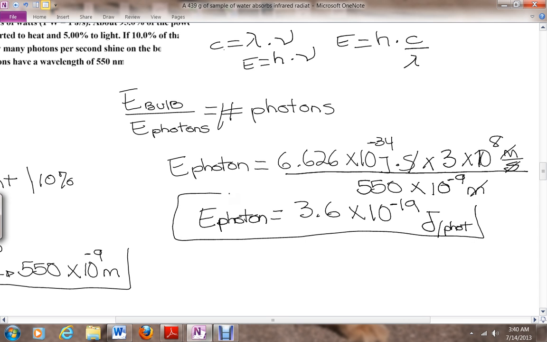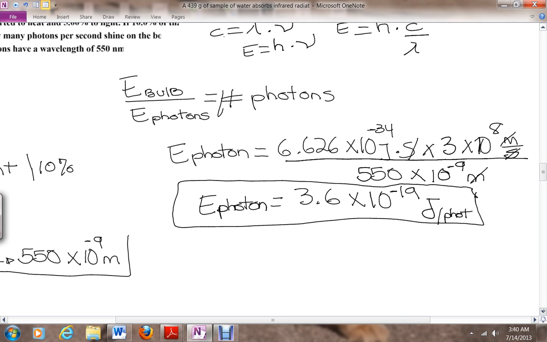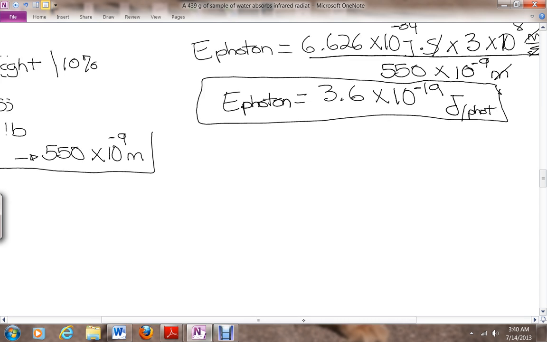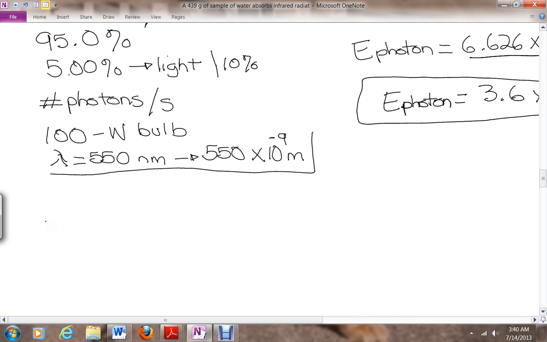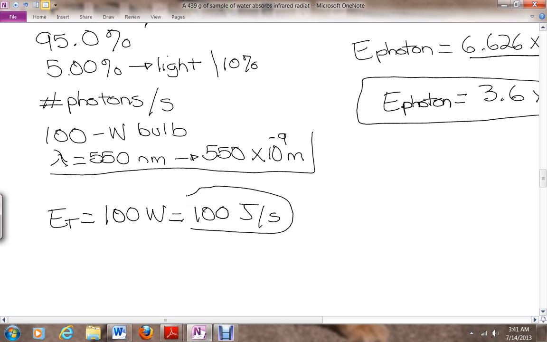So now let's find out the total energy of the light that shines on our textbook. Let's look at this for a second. The total energy would be equal to what? You got 100 watts, but 100 watts is the same as 100 joules per second. Yes or no? Yes. That's why we can calculate the photons per second, because the energy we got is 100 joules per second.